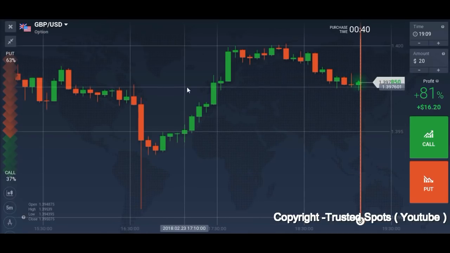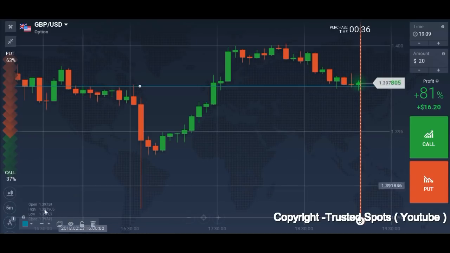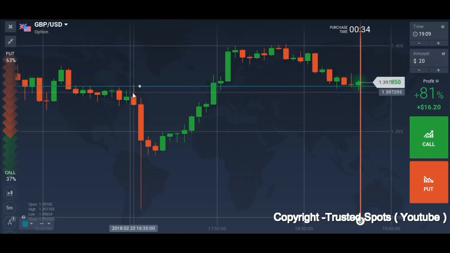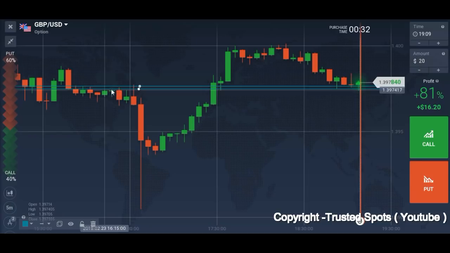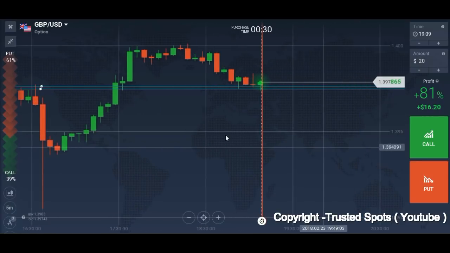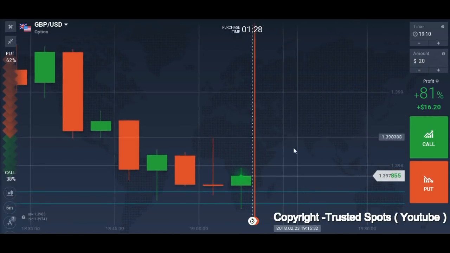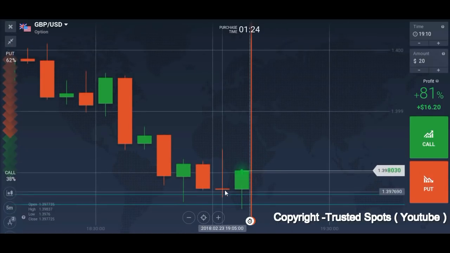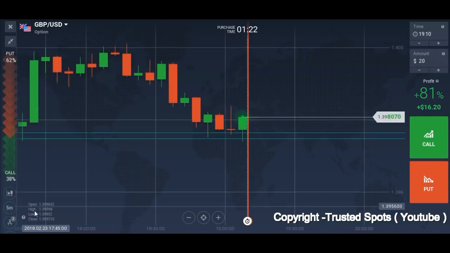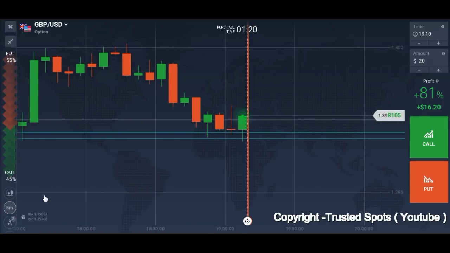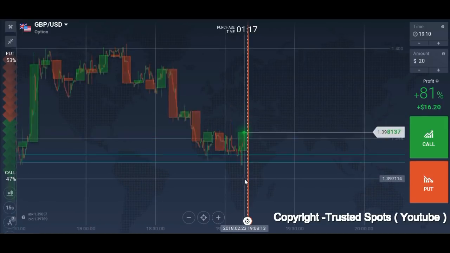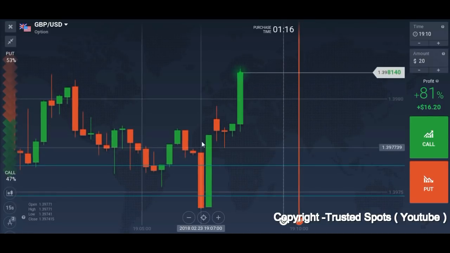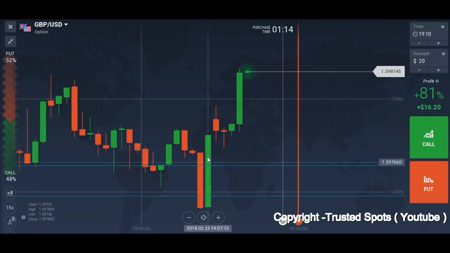So I think we have an opportunity here. This was previously a resistance. This became a support level, and the last candle was also closed above, and yes, we missed a trade. Let me see if we have the confirmation as well. And yes, you can see this is the confirmation.